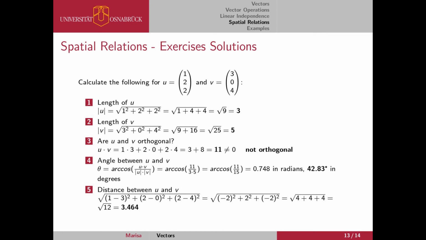Let's continue with the fourth exercise now. There you were asked to calculate the angle between the vectors u and v. Now, from the third exercise, we already know that the angle is obviously not 90 degrees because the two vectors are not orthogonal to each other. But luckily, we can use the formula for calculating the angle that you saw on slide 11.